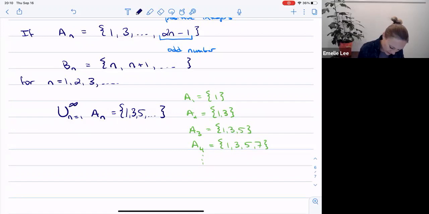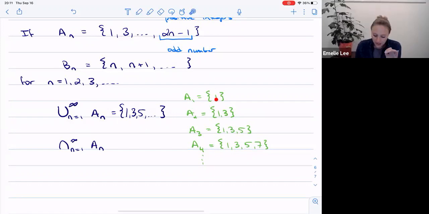Okay. What if we want to look at the intersection from n equals 1 to infinity of A subscript n? So now it has to be the overlap. Well, that one's a little bit easier, right? Because now I can tell that there's really only one value where there's overlap, and that's the starting point, right? 1. So it's just the set 1.